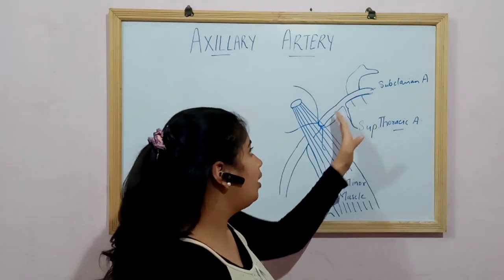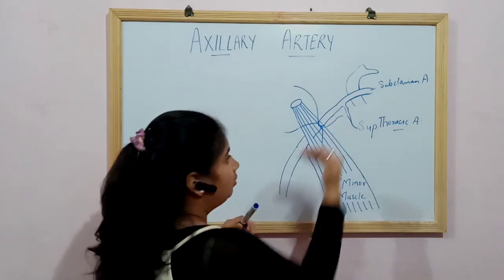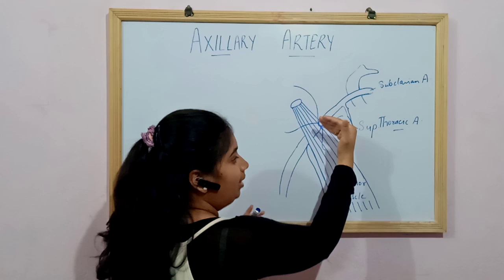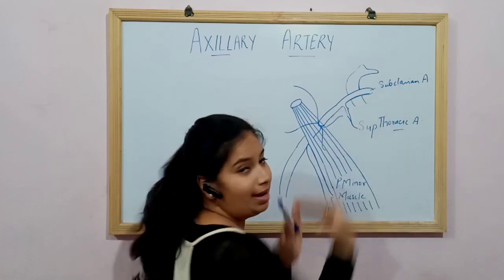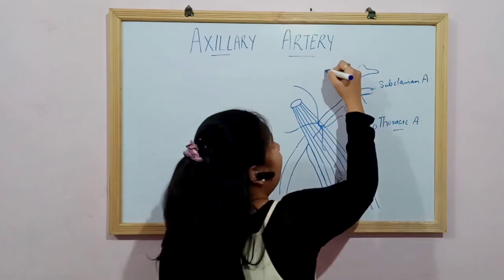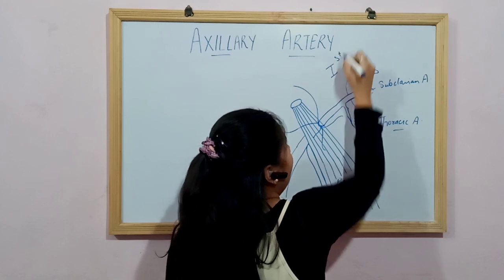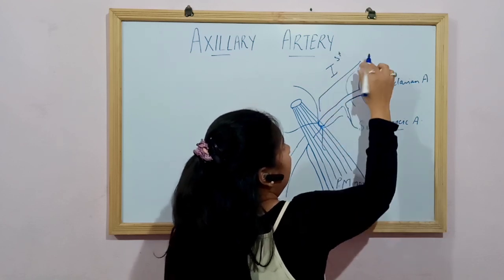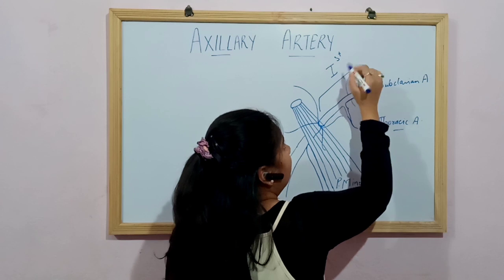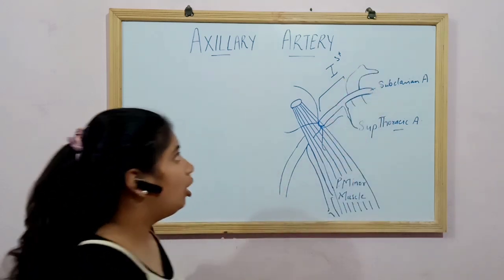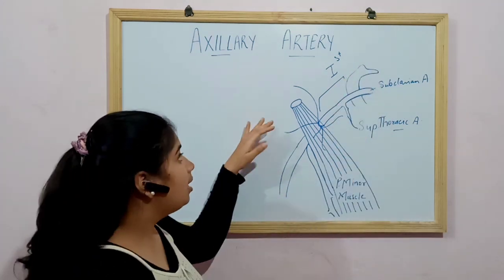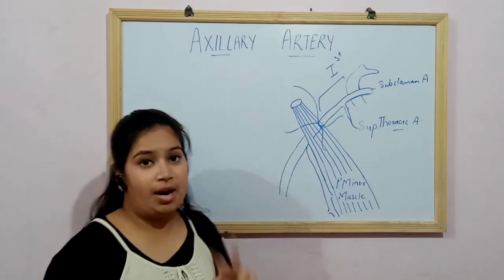So now moving on towards the second part. This part is above, that means it is superior to the pectoralis minor muscle, so it is named as the first part. This is the first part. Okay, so now moving on towards the second part. The second part gives rise to two branches.